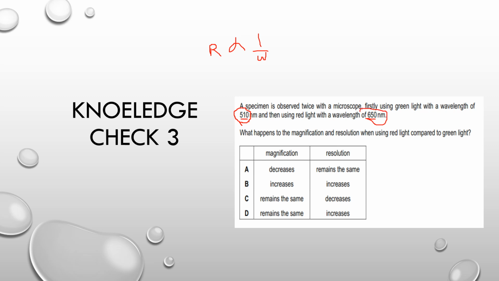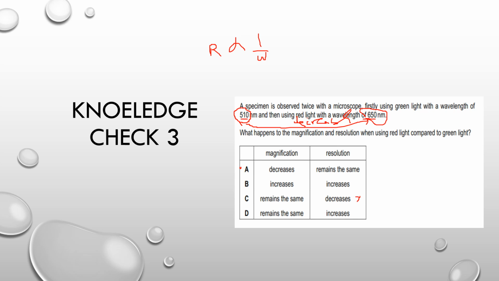So when you moved it from 510 nanometers to 650, the resolution decreased. So this is a decrease in resolution. You are decreasing the resolution. Which option says decrease? The one that says decrease is A. No, for resolution, the one that says decrease for resolution is C.